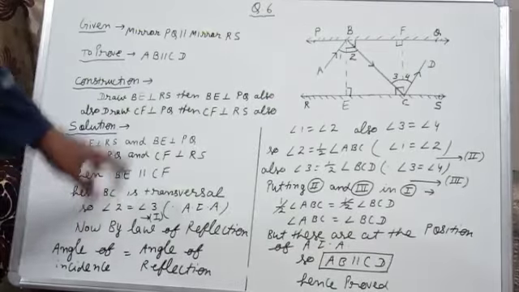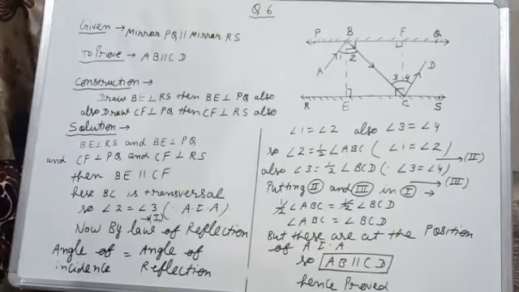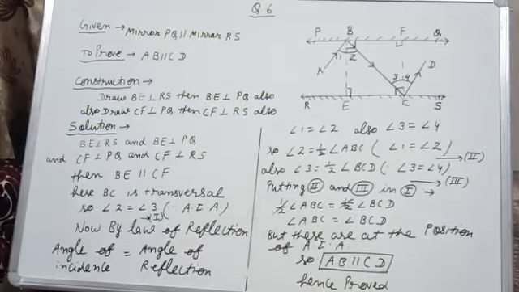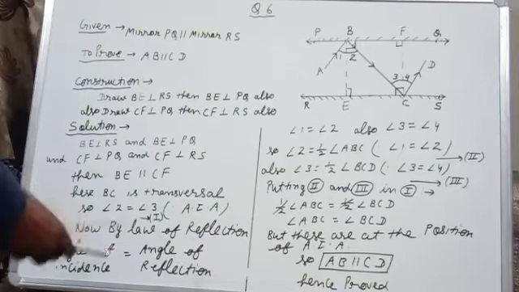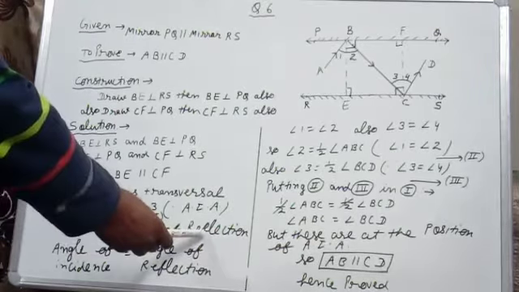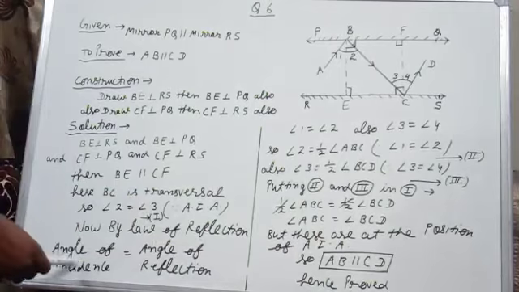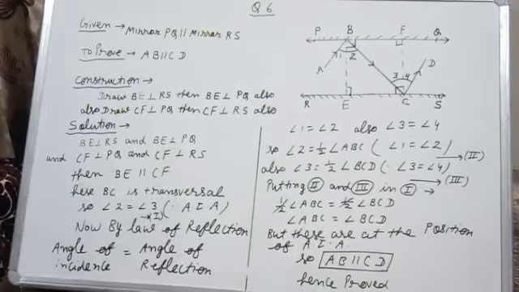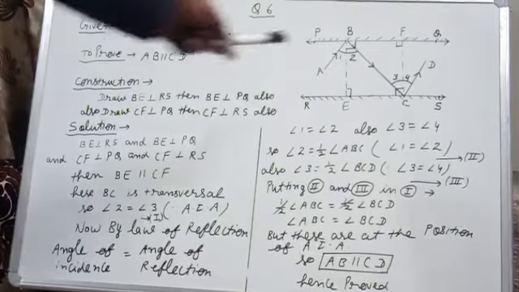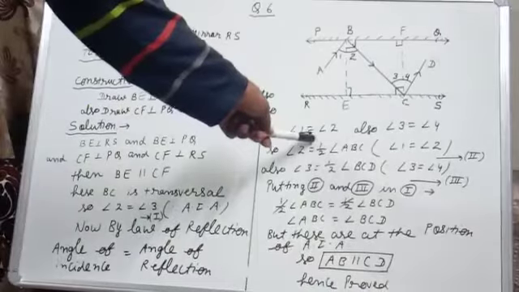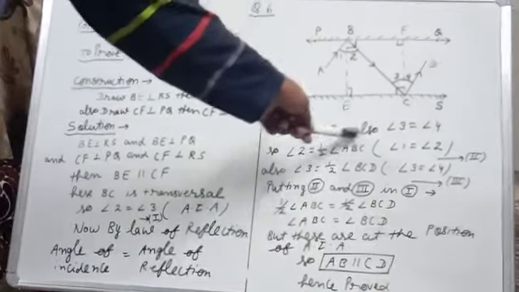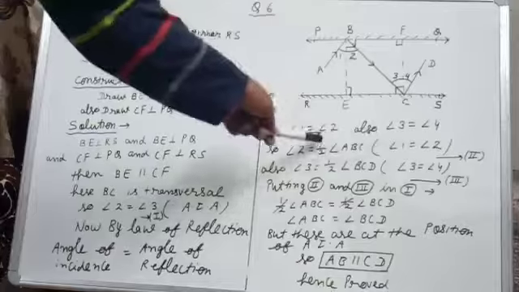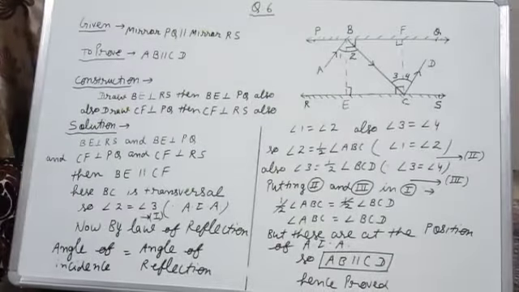So up to here we used the concept of mathematics. Now we will apply the concept of science. In science we have the law of reflection. According to this, the angle of incidence is always equal to the angle of reflection. So angle 1 equals angle 2 and angle 3 equals angle 4. These are equal, 1 equals 2 and 3 equals 4, by the law of reflection.